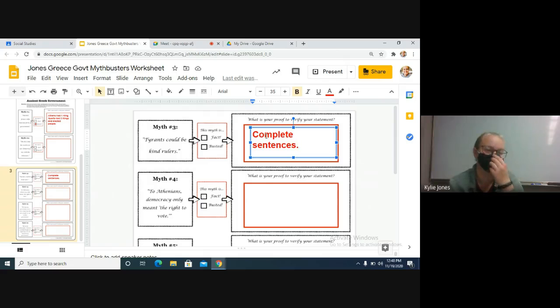Makes sense. Yeah. So like I said, I don't know why these don't go in order, but don't write complete sentences. Make sure you write it in a complete sentence. Hmm? Busted means it's true? No, busted means that it's false, that you can prove it wrong.